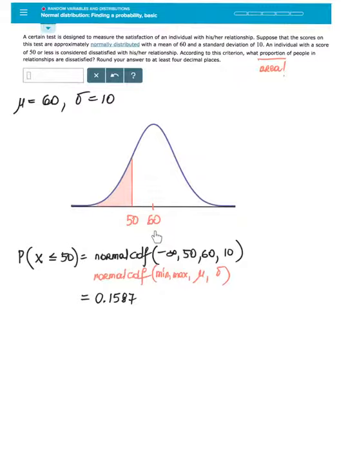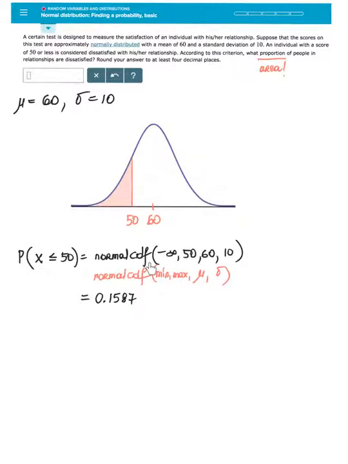Mean is labeled in the center. Standard deviation of 10 means that when I am trying to find the area under the curve to the left of 50, I am finding 50, which is really one standard deviation away from the mean to the left side. And I'm shading area to the left of that quantity. So I'm looking for the probability that x value is less than or equal to 50.